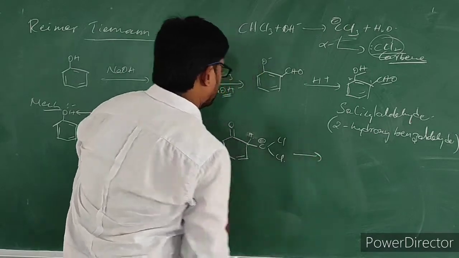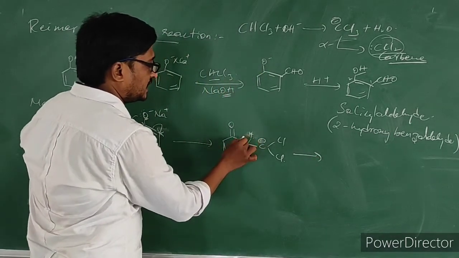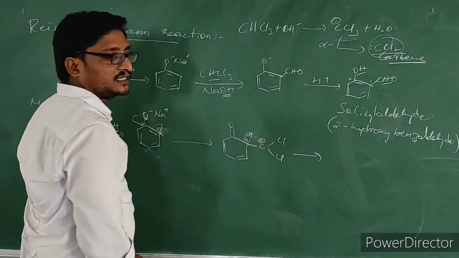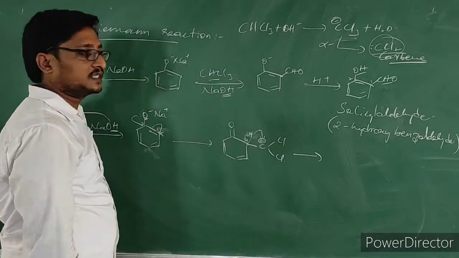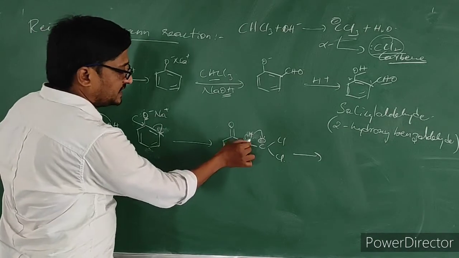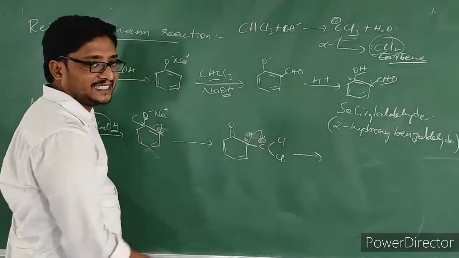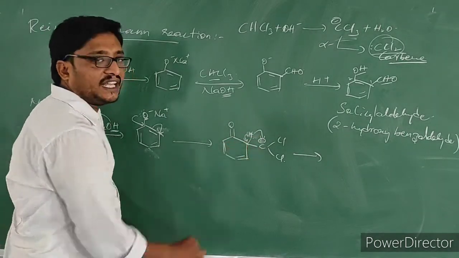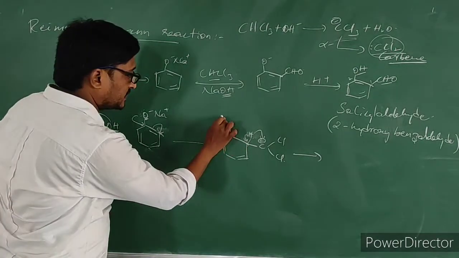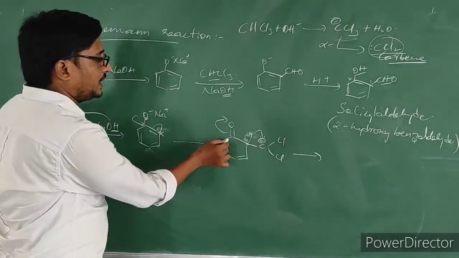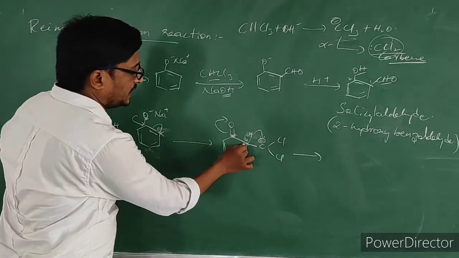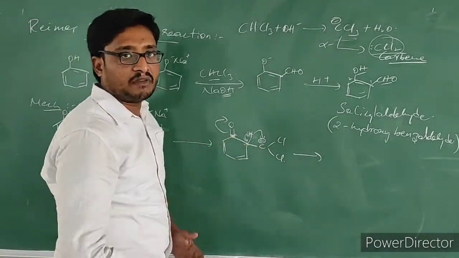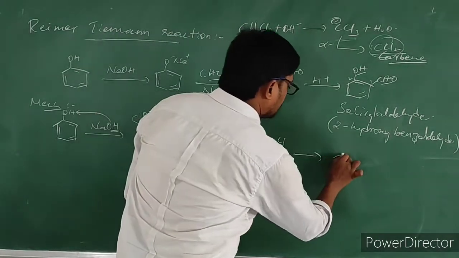The next thing is that the hydrogen present here will come out as H plus. That H plus will be taken up by this carbon. When hydrogen from this carbon moves out as H plus, this carbon will get a negative charge and this pi bond will shift again to the oxygen, making this carbon positively charged. So this positively charged carbon and negatively charged carbon will again form a double bond.